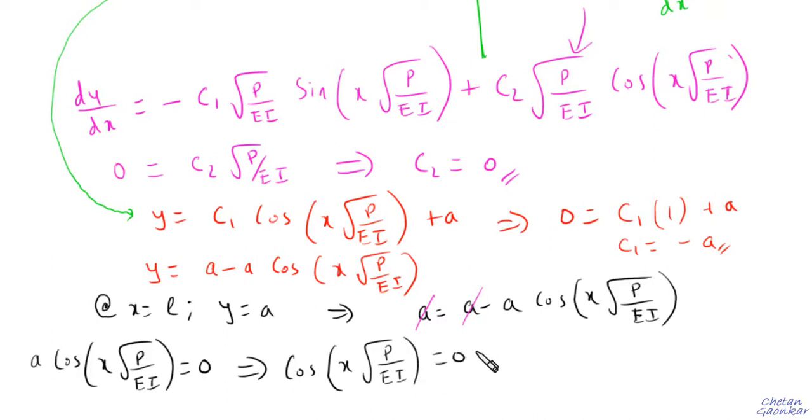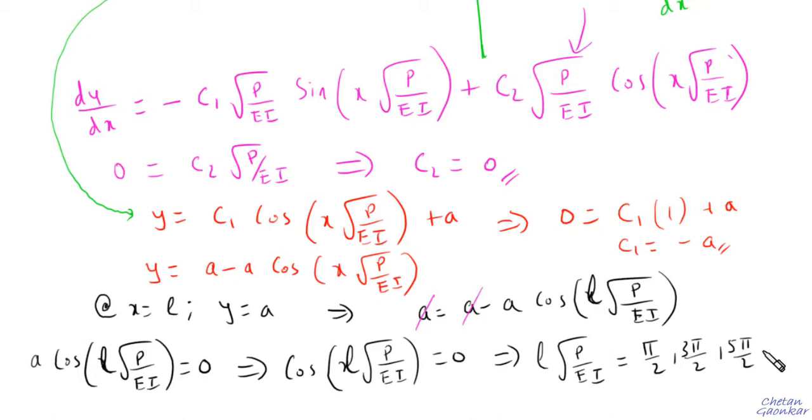And when can this be equal to 0? I'm sorry, this x should be L, right? Here x should be equal to L because at x equal to L we get this y as a. So what this tells us is that this term, L times root of P divided by EI, can be equal to pi by 2, or 3 pi by 2, or 5 pi by 2, and so on.